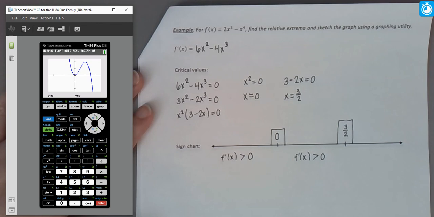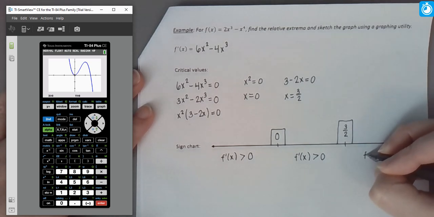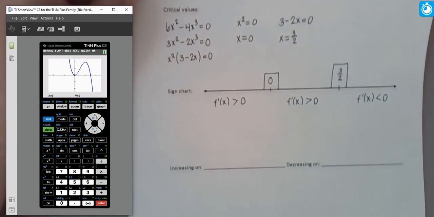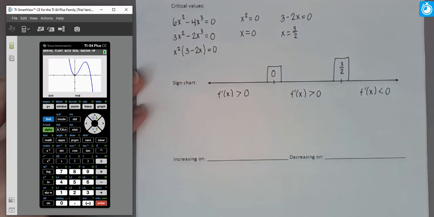What happens when we get to 3/2? Well, once we get to 3/2, we go from having a positive derivative to having a negative derivative. We drop below the x-axis. So along that interval, our derivative is going to be less than 0. It's going to be negative. So what does this mean from the standpoint of increasing and decreasing?